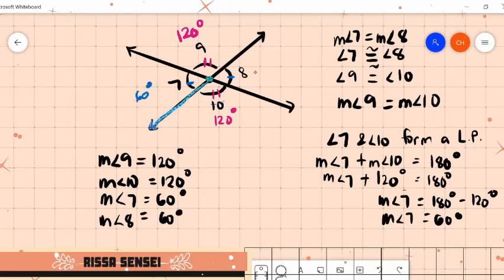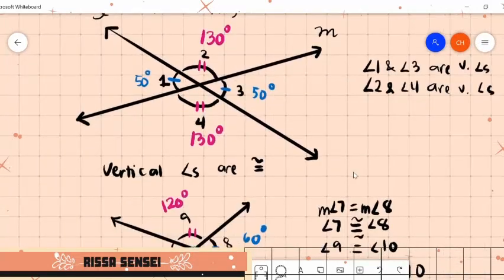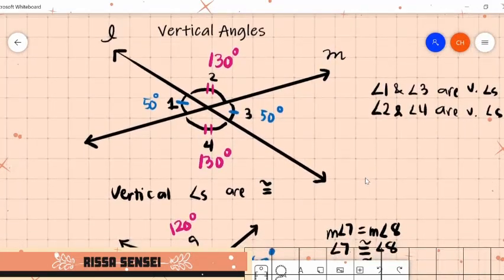Okay, so that's how you do vertical angles. Very easy addition and subtraction lang naman yan. Okay? So, ayan lang. Thank you.